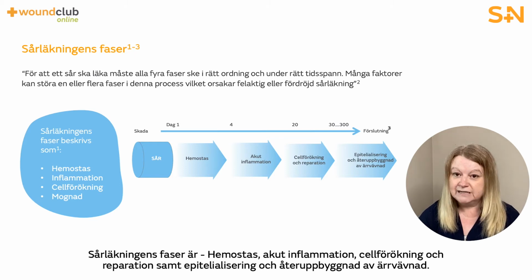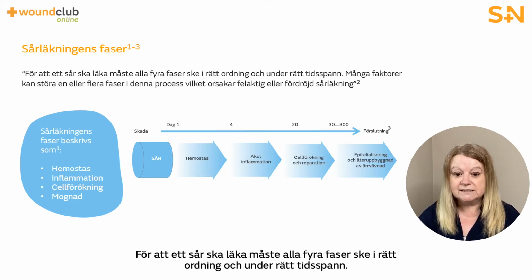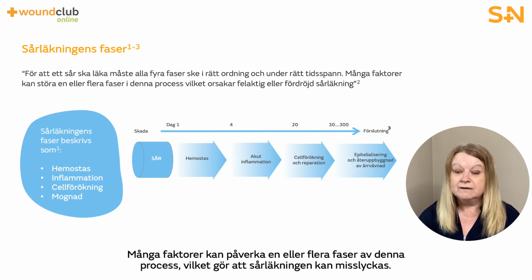The phases of wound healing are hemostasis, acute inflammation, cell proliferation and repair, and epithelialization and remodeling of scar tissue. For a wound to heal successfully, all 4 phases must occur in the proper sequence and time frame. Many factors can interfere with one or more phases of this process, meaning that the wound could fail to heal.